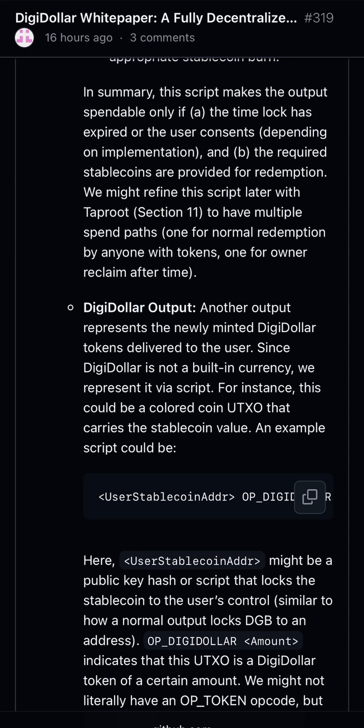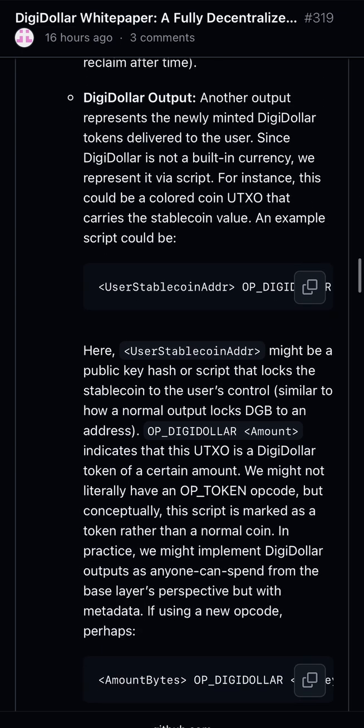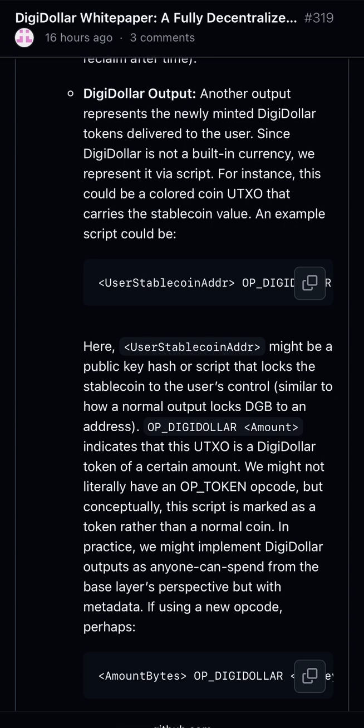We might refine this script later with Taproot, Section 11, to have multiple spend paths: one for normal redemption by anyone with tokens, one for owner reclaim after time. DigiDollar output: another output represents the newly minted DigiDollar tokens delivered to the user.